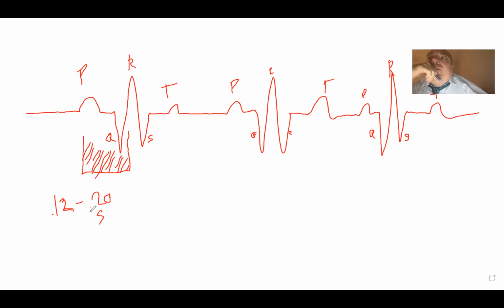So if the P wave represents atrial depolarization and the QRS represents ventricular depolarization, the PR interval is the time it takes from the moment at which the atria depolarize until the ventricles depolarize, okay? So it's just a measurement of time.